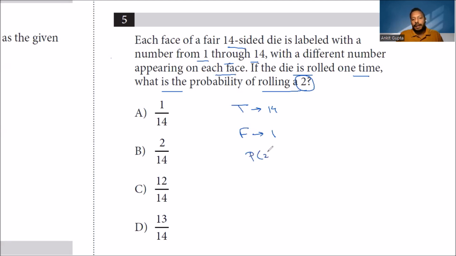So the probability of getting a 2 will be the number of favorable outcomes divided by the total number of outcomes, which is equal to 1 divided by 14. So the answer will be option number A.